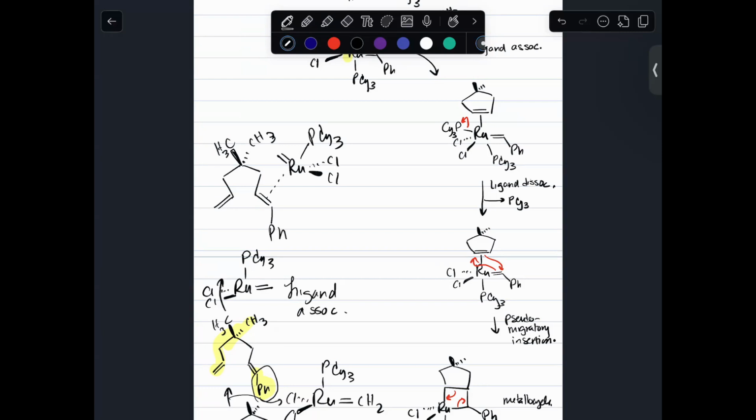So there's my ligand association product. Now it does a migratory insertion, a pseudo-migratory insertion. Let me go ahead and draw out the arrows. And just like before, notice that it's occurring between those four atoms. So it's going to look a bit funky.